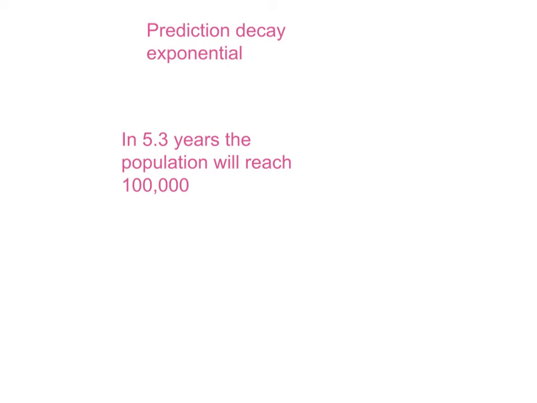So, if you have all your equations right and you've done your table and graph right, this is your prediction. In 5.3 years, the population will reach 100,000.